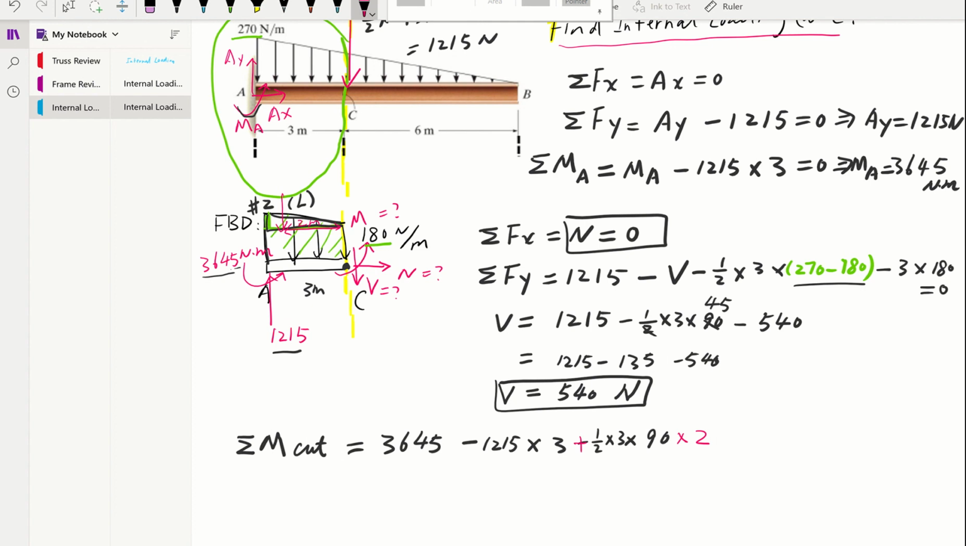Now we're going to look at this rectangle down here. For the rectangle, the area is 3 times 180, like what we did earlier. And where is this located? Right at the centroid, 1.5 from C. So we're going to multiply by 1.5. And that makes it counterclockwise as well, so that will be positive.